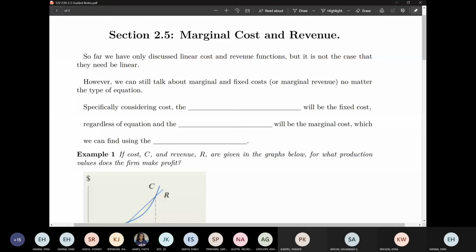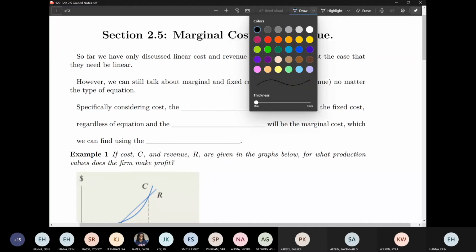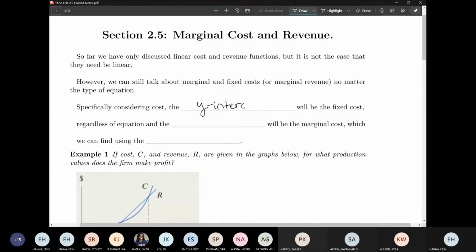So marginal cost and revenue. Now, technically there's also marginal profit, but this section doesn't focus on profit very much. So far we've only discussed linear cost and revenue functions, but they can be any type of function. So we still want to be able to talk about marginal cost and marginal revenue. Specifically considering the cost function, the y-intercept will be the fixed cost.